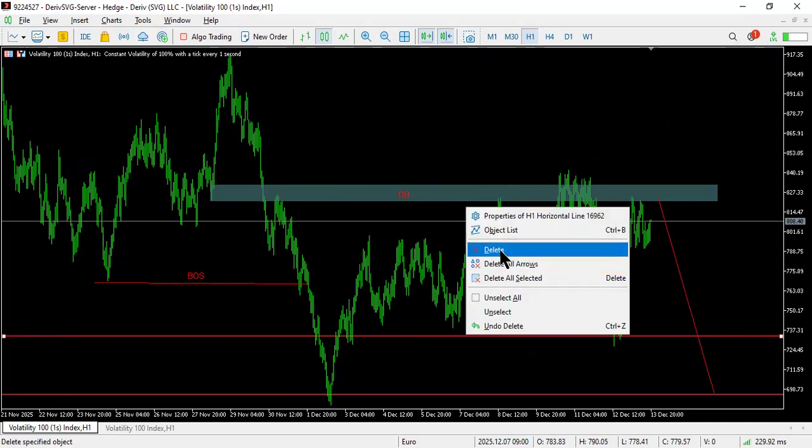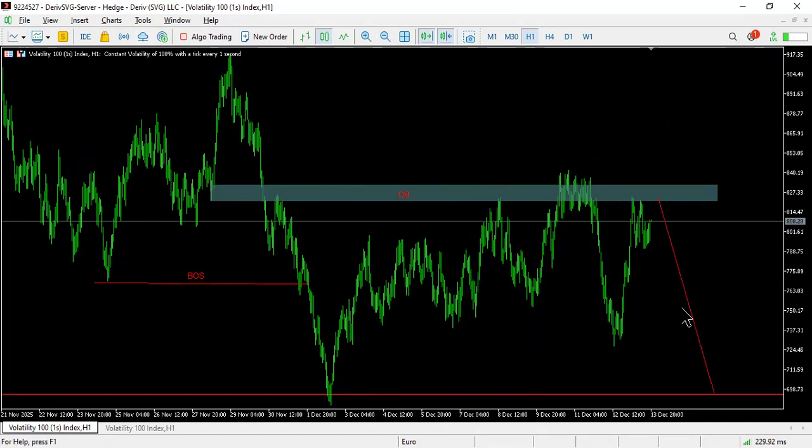On VIX 100 1S, I'm expecting price to give me a reversal and then continue selling. I'll only change my bias once price decides to invalidate my order block. Then I will change my bias, but for as long as price is within my level of interest, I'll still be looking for selling setups.